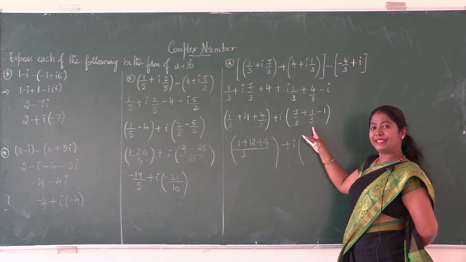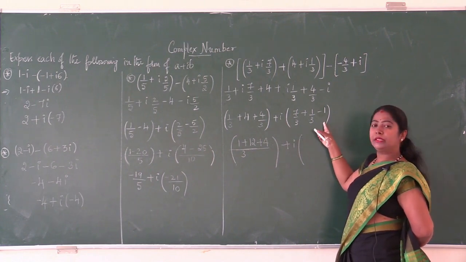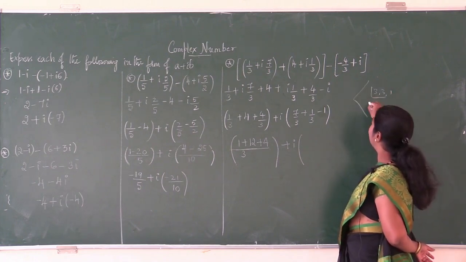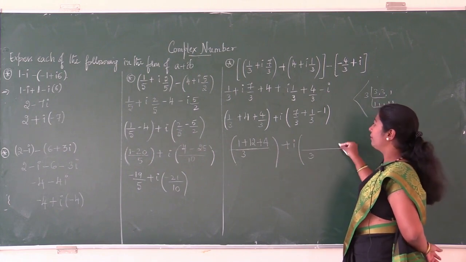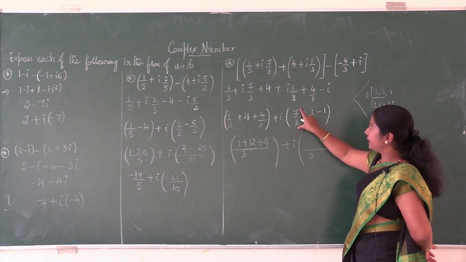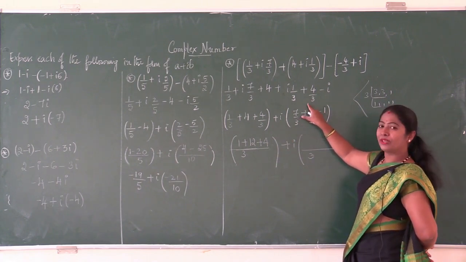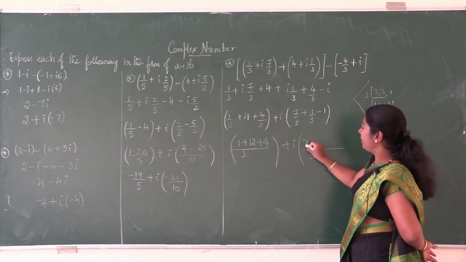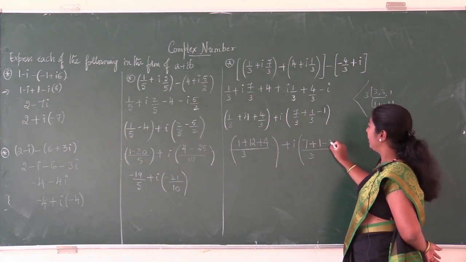Similarly, i into, what is the denominator for the first term here? 3. Second term is again 3, and denominator for the third term will be 1. So what will be the LCM? 3, 3 and 1. When you take the LCM, the answer will be 3 itself. The LCM for the second term will be 3. What is the first term now? 7 by 3. 7 by 3 into LCM. What is the LCM here? 3. 3 and 3 gets cancelled. Answer will be 7 plus 1 minus 3.